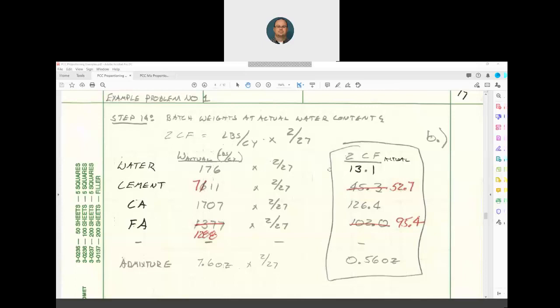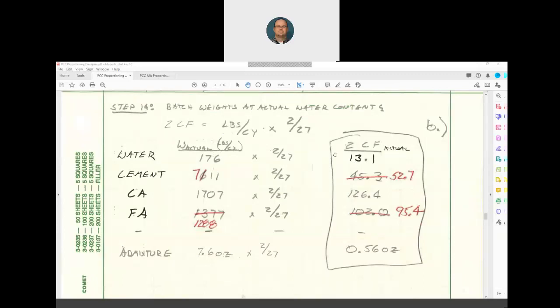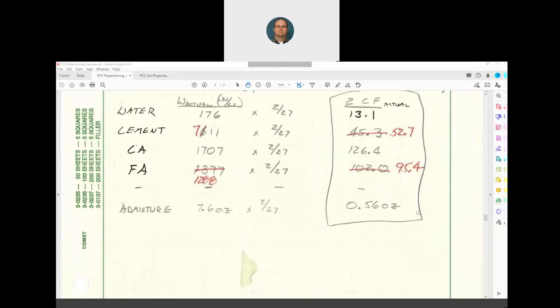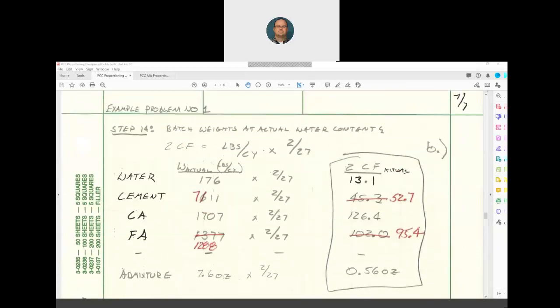All right. So to batch 2 cubic feet of concrete, I'm going to use 13.1 pounds of water, 52.7 pounds of cement, 126.4 pounds of coarse aggregate, 95.4 pounds of fine aggregate, and 0.56 ounces of admixtures to get 6% air. So this is what answers B. We want to base it on actual weights.